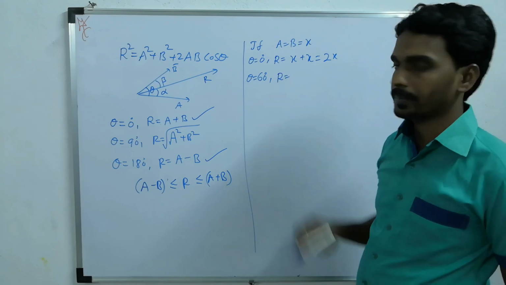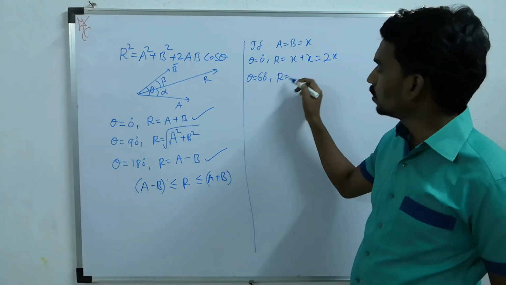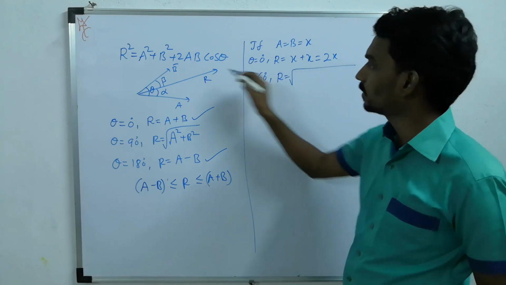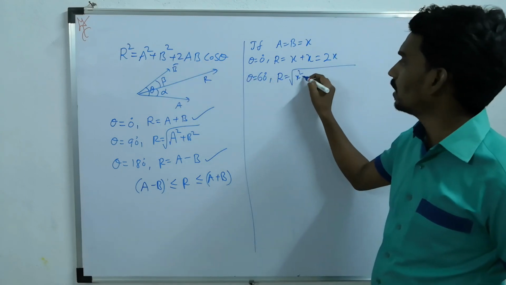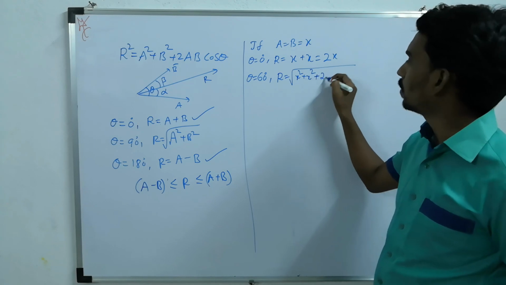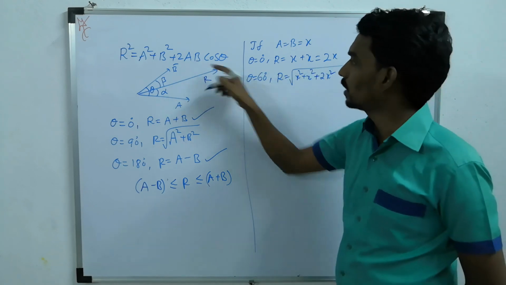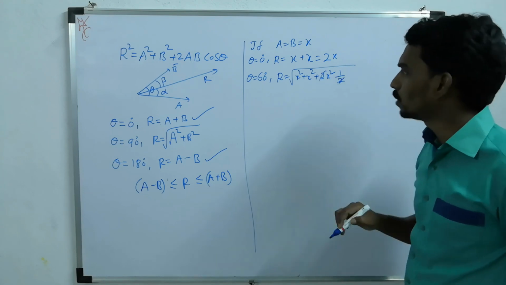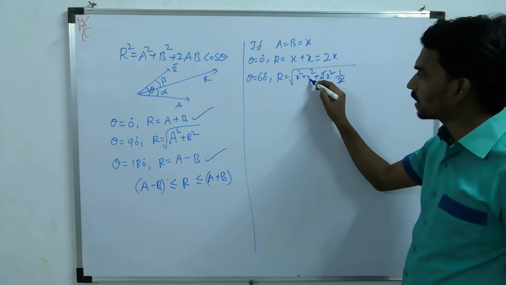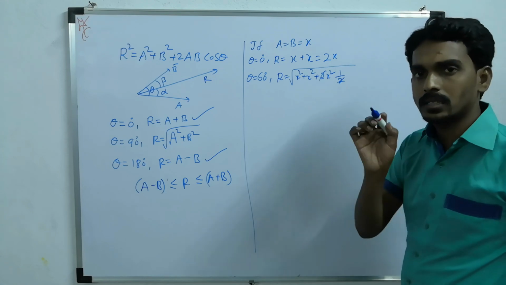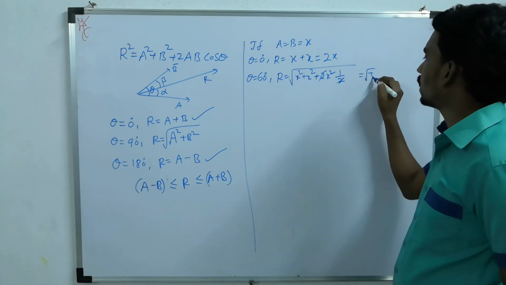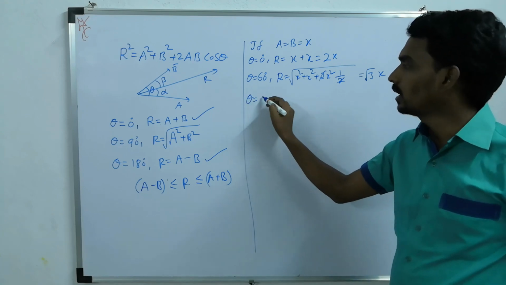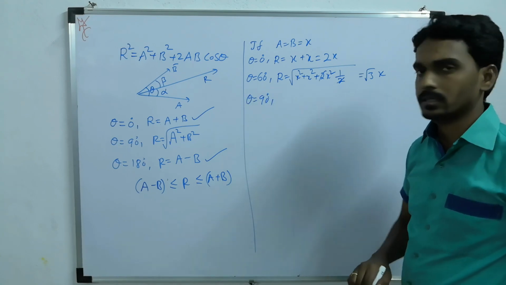R equals root of, let's substitute, x square plus x square plus 2 into x into x, x square cos 60, which is 1 by 2. The 2 gets cancelled. x square plus x square plus x square, 3x square. So how much will it come? Root 3 x.